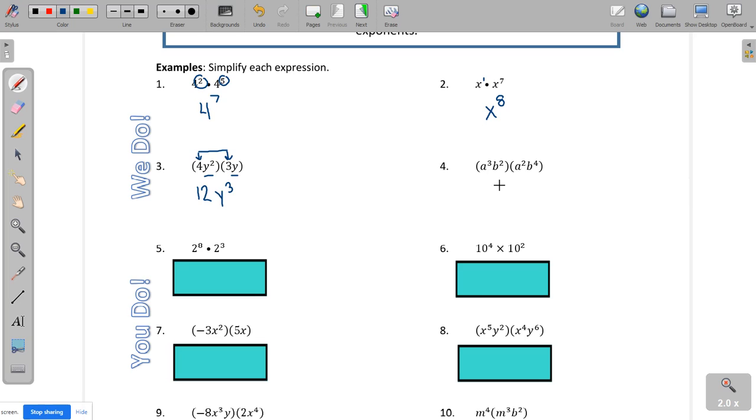Same thing with number 4 here. We have a cubed times b squared times a squared times b to the fourth. Combine the like terms. So we have a to the third and a squared, so that becomes a to the fifth. Then we have our b's, b squared and b to the fourth. If we combine, we get b to the sixth.